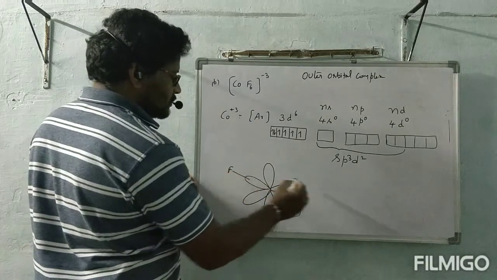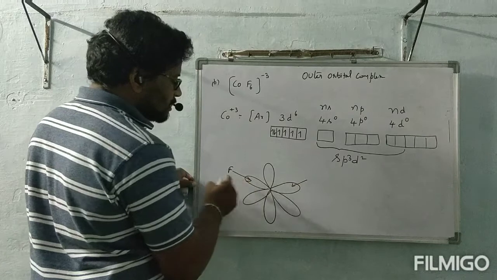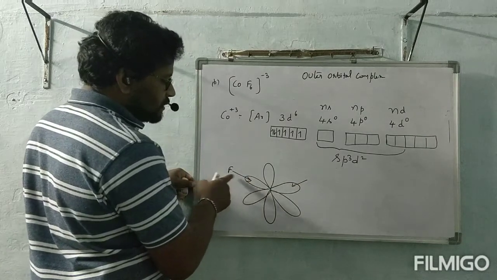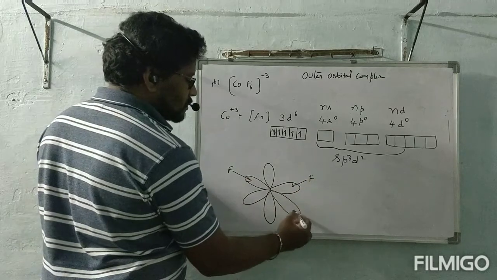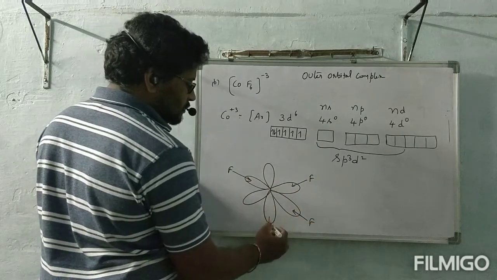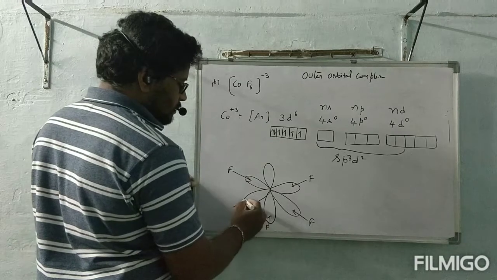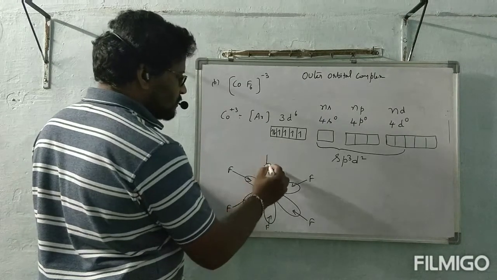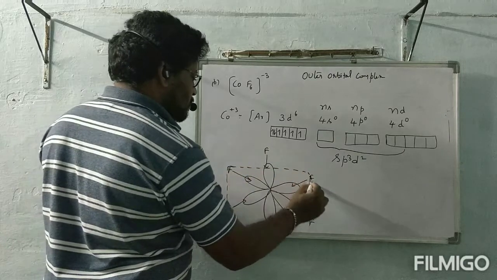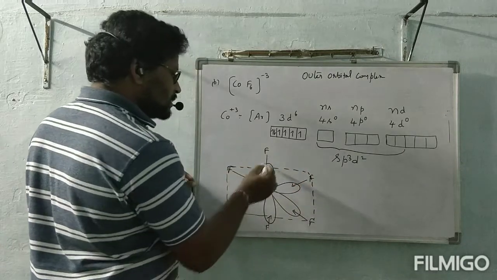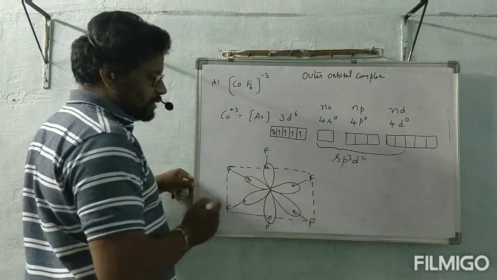Here, this F minus will be involved in a coordinate covalent bond with this orbital. The same F, coordinate covalent bond, from above. These four are in plane.